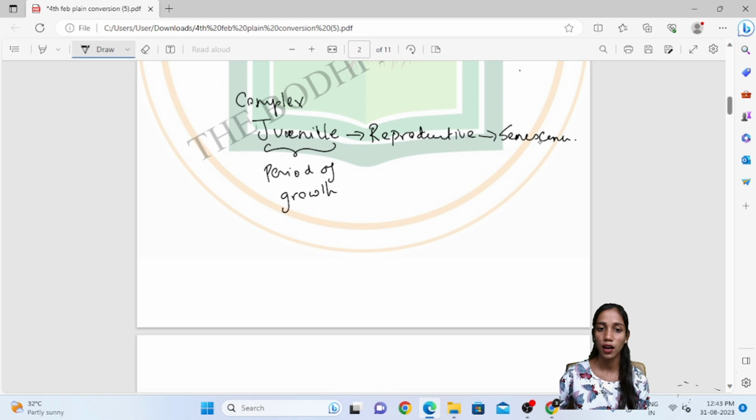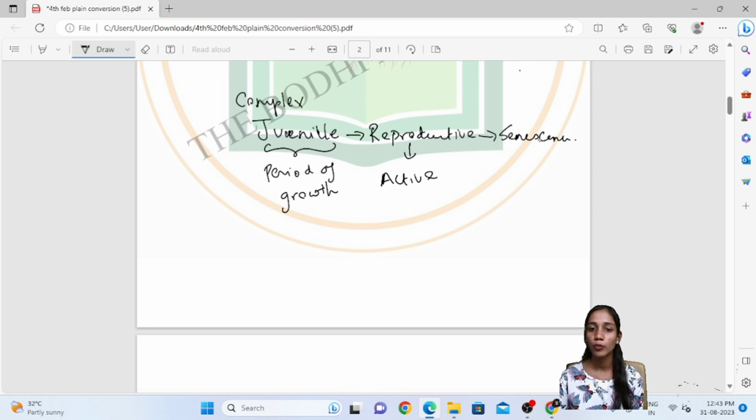This is the phase of the organism wherein the organism is reaching the reproductive phase. The period of growth from the start of the organism to the point where it becomes reproductively active, entering the reproductive phase, is called the juvenile phase. It means in this phase the organism is reproductively inactive. Once it reaches the reproductive phase, it becomes reproductively active, which means in this phase the organism can undergo the process of sexual reproduction.